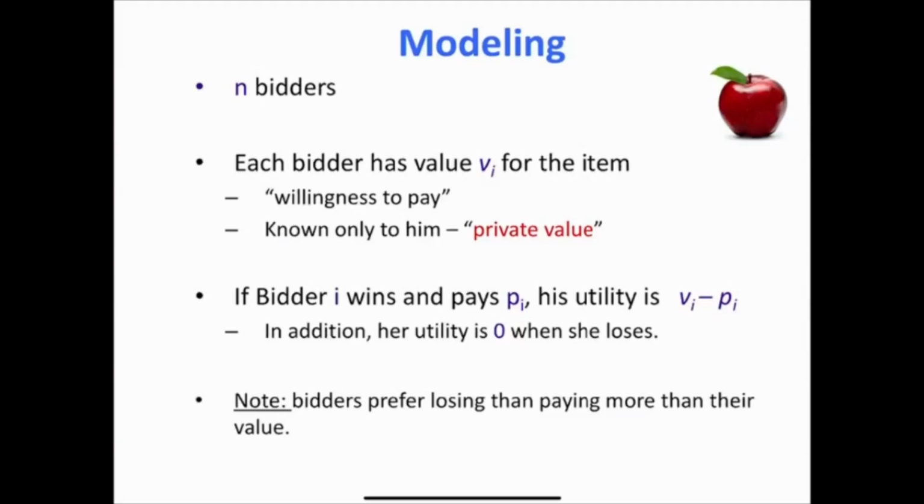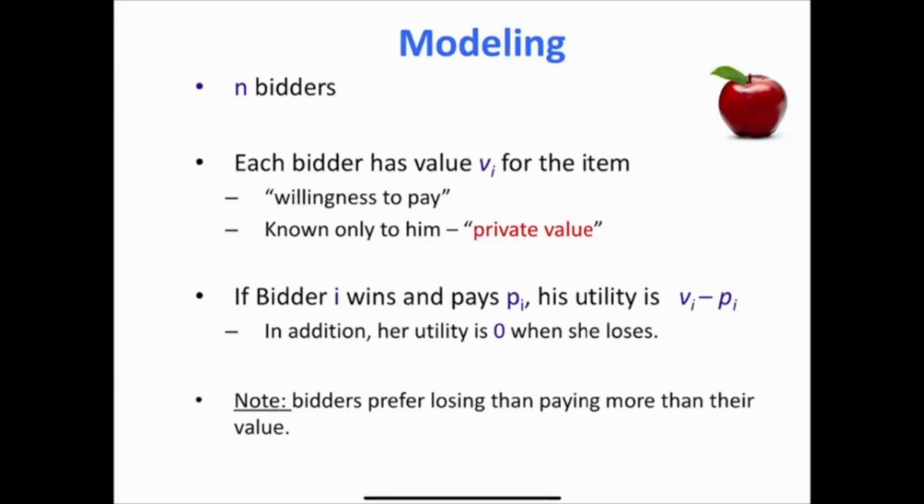Let's look at our model. So we have n bidders. Each bidder has an intrinsic value, Vi, indicating what they are willing to pay, and they only know it themselves; it is private information. One of the bidders would win and pay a price Pi, and his utility is going to be Vi minus Pi. The price they pay would depend on what kind of auction, right?